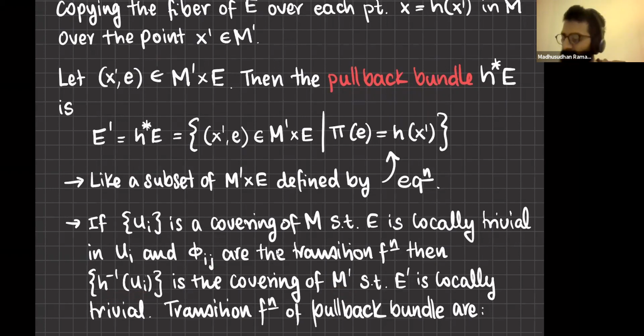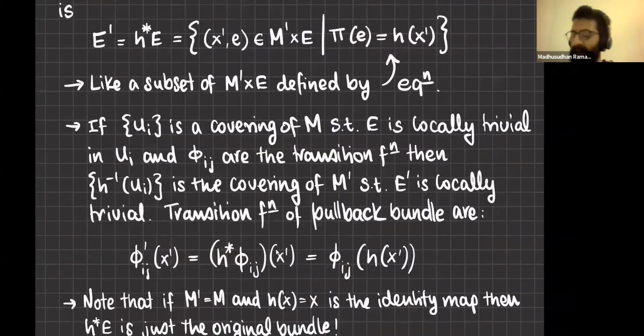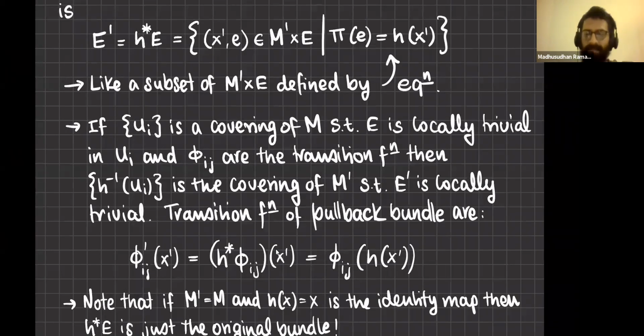The transition functions of the corresponding pullback bundle are just the pullback of the transition functions on E. You can pull back functions because you think of functions as zero forms, and you can pull back forms. So the transition functions of the pullback bundle are just the usual pullback of the functions under a map. Phi prime is just defined like this.